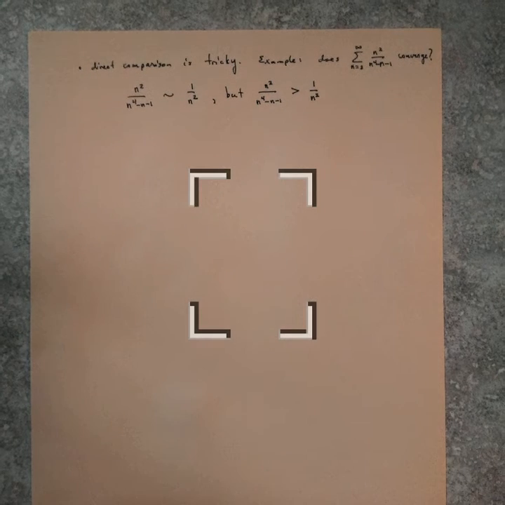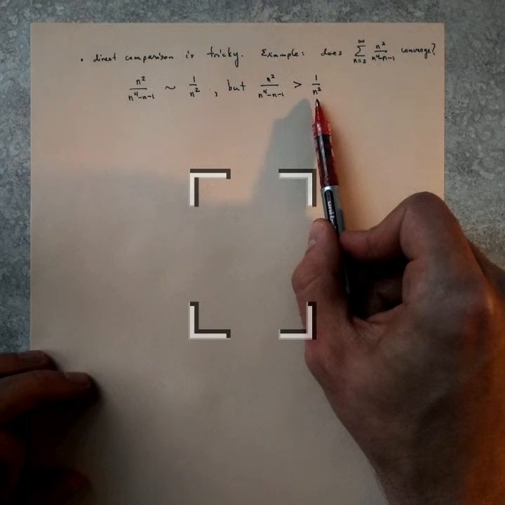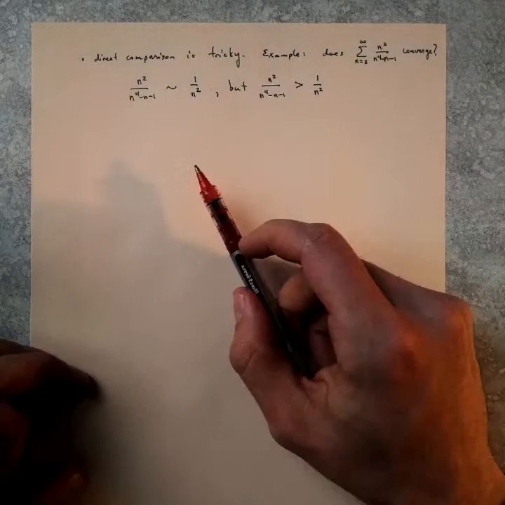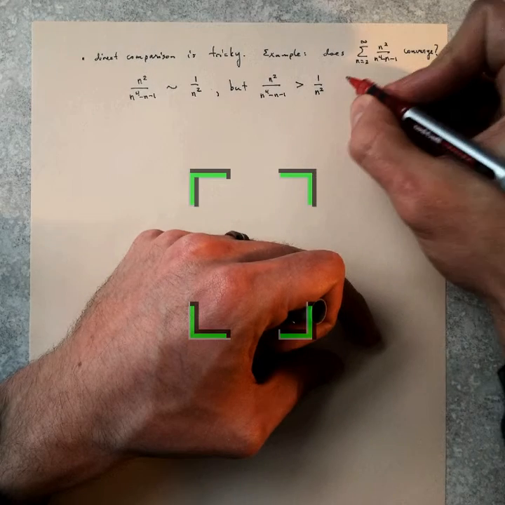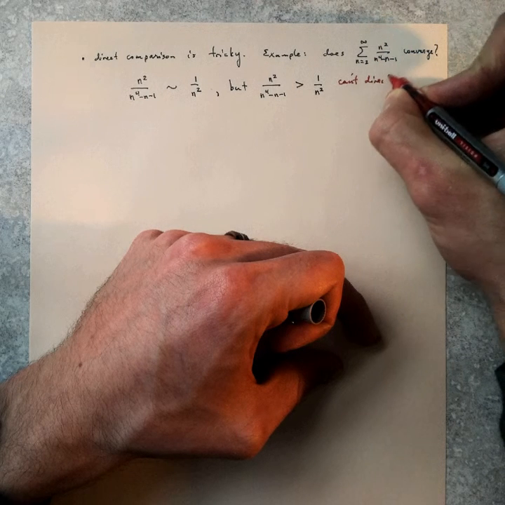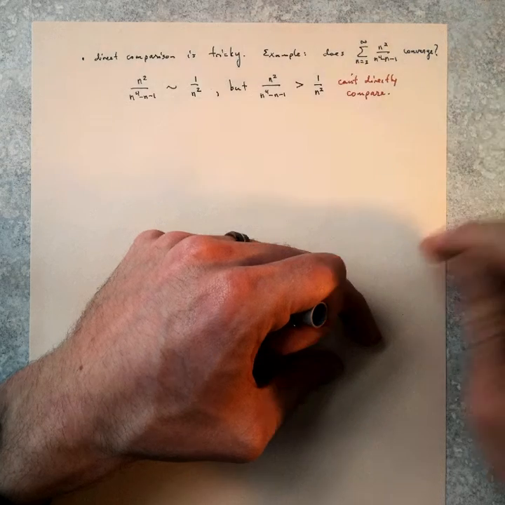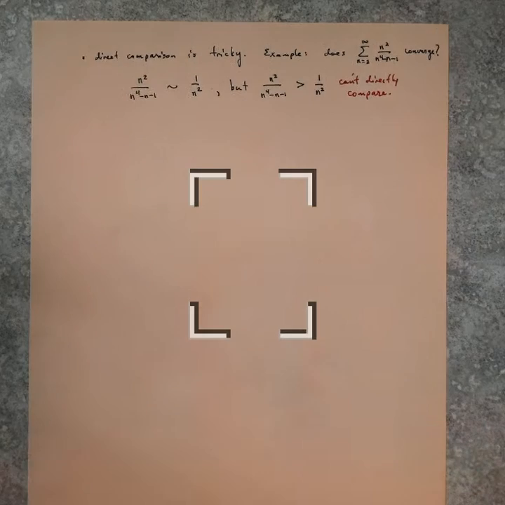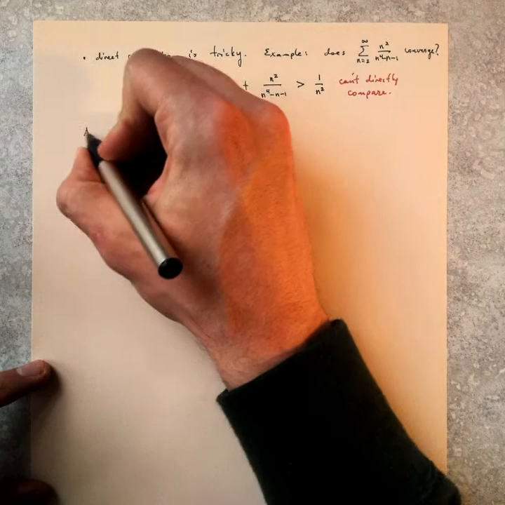So you can't directly compare these because this guy converges. And if you have something that's greater than a convergent sequence, you cannot conclude that it converges. So you can't directly compare these. So that's where the next test comes in, which is called limit comparison.